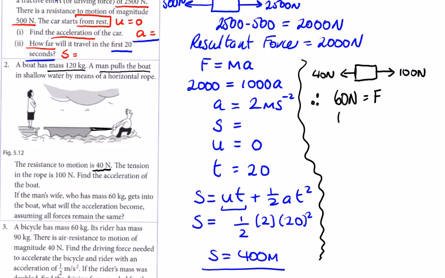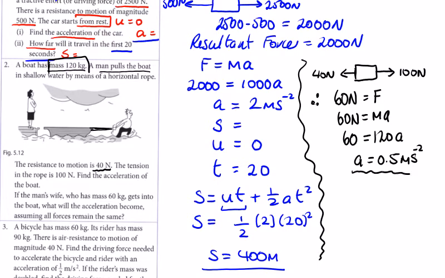So 60 newtons is equal to ma. 60, I'll just leave the newtons out for now, is equal to the mass, 120 kilos, 120a, so you can see a has to be a half. a is equal to 0.5, and ms to the minus 2 for acceleration. So what else do we need here? We're asked to find the acceleration.